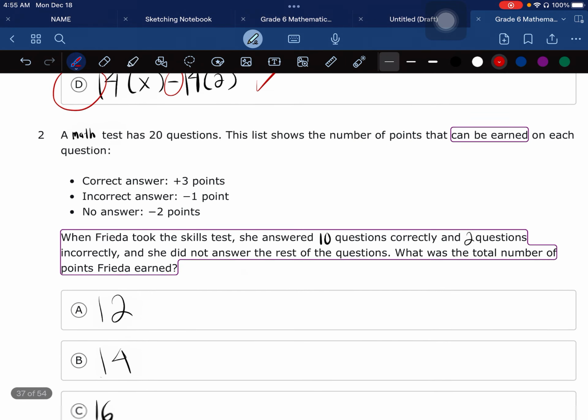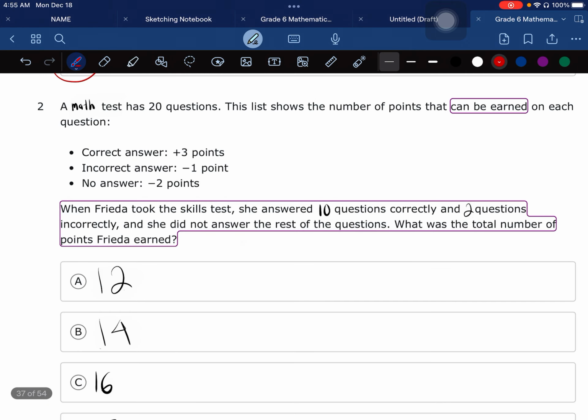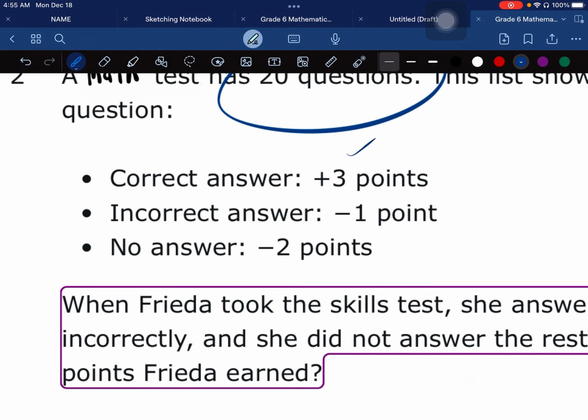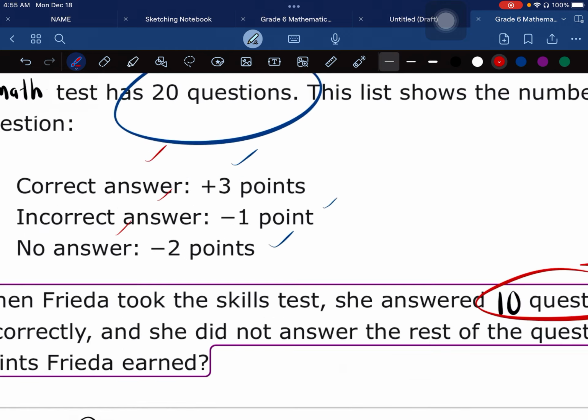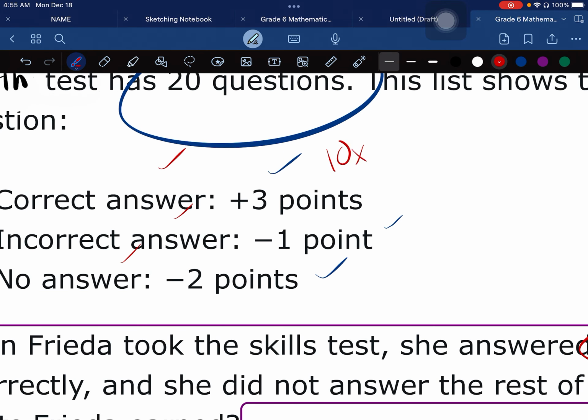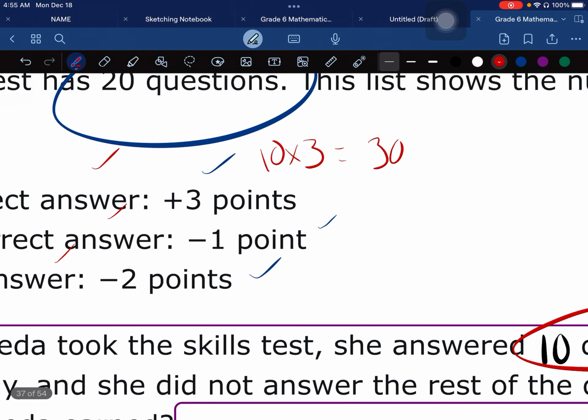La número 2, chicos. A math test has 20 questions. This list shows the number of points that can be earned on each question. So we have plus 3, minus 1, and minus 2. Cada vez que sea correcto, incorrecto, o que no la contestes, correct answer, incorrect, or that you don't even try. Now, she answered 10 questions correctly. That's going to be 10 times 3, which is 30 points.